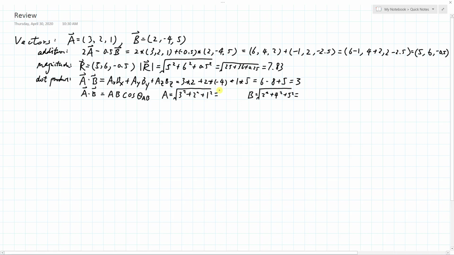Okay, using my Python calculator, I got that the 3, 2, 1 vector's magnitude is 3.74. And the 2, minus 4, 5 vector's magnitude is 6.71. So now we have these. We can calculate cosine theta AB, which is equal to A dot B divided by A's magnitude times B's magnitude. A dot B is already calculated, the 3.